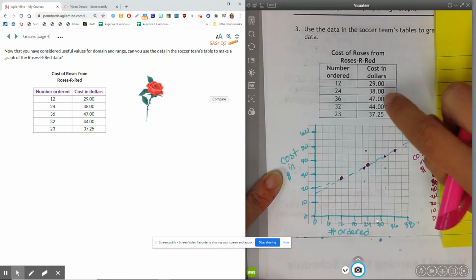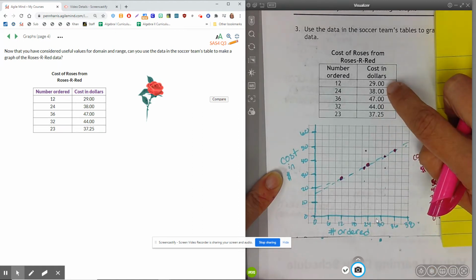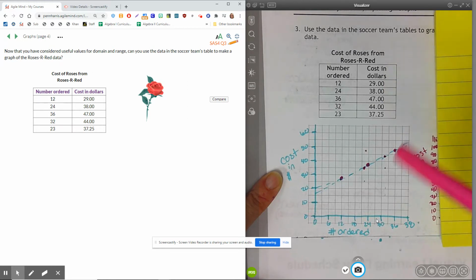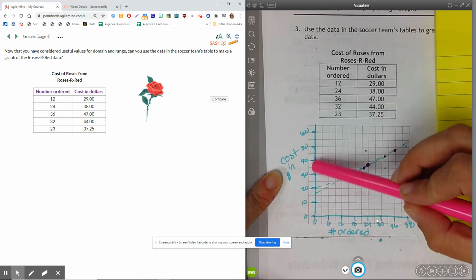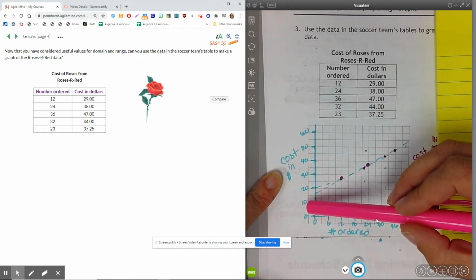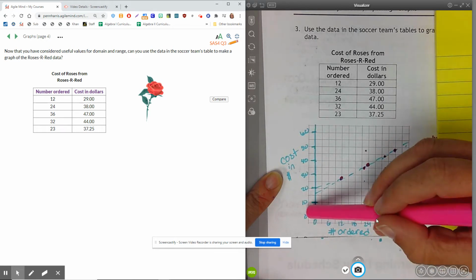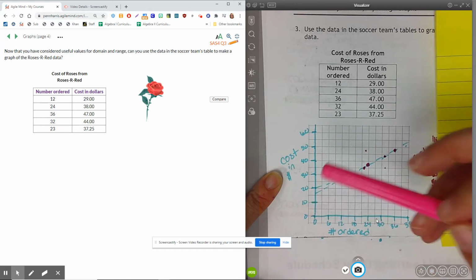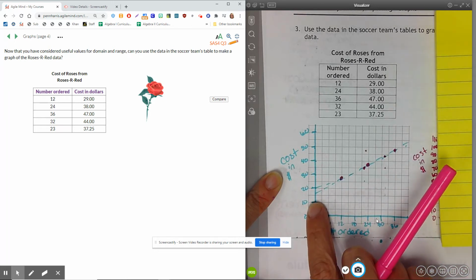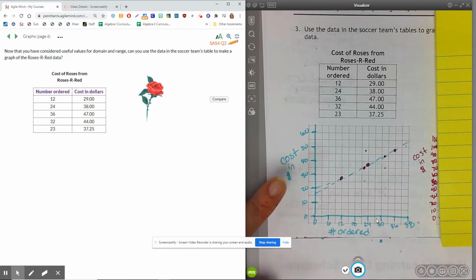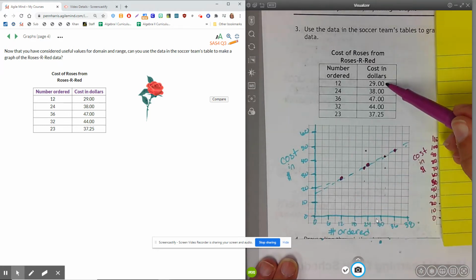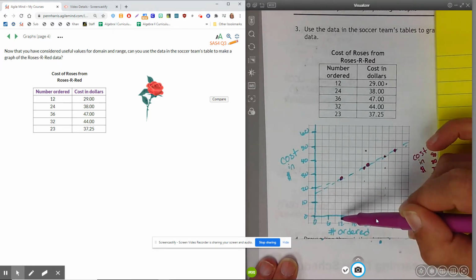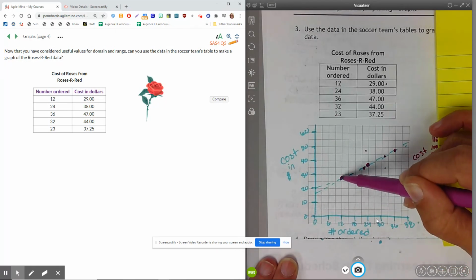And then on the side here, I had my dollars that ranged from $29 up to $47. So again, what I had to do was find a nice space of numbers that could be included. Every line was 5 units, so every 2 was 10. And then I went through and said, well, when I ordered 12 roses, it cost me $29. So 12 and then about $29.